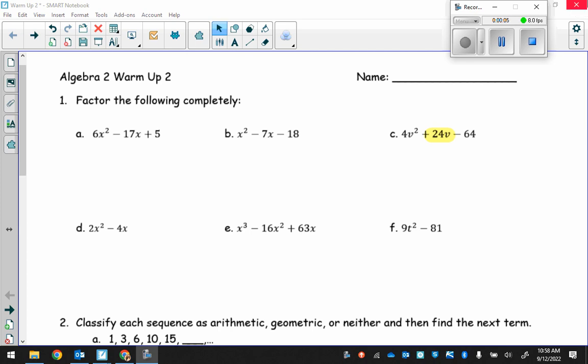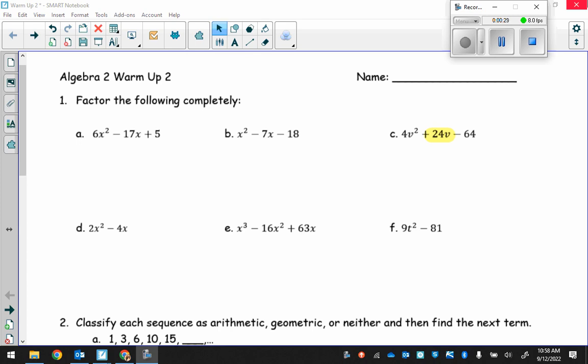All right, so the first one, you have to do the a times c, which is 6x squared times 5 gives you the 30x squared. What multiplies to 30 and adds to negative 17? Negative 15 and negative 2. What you have here is correct. For b, simple factoring, x minus 9 and x plus 2.